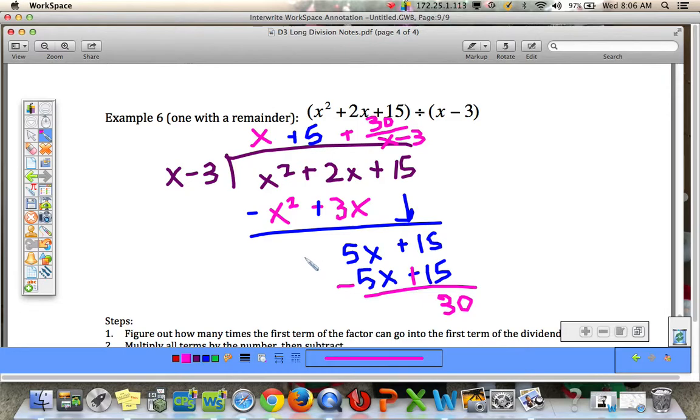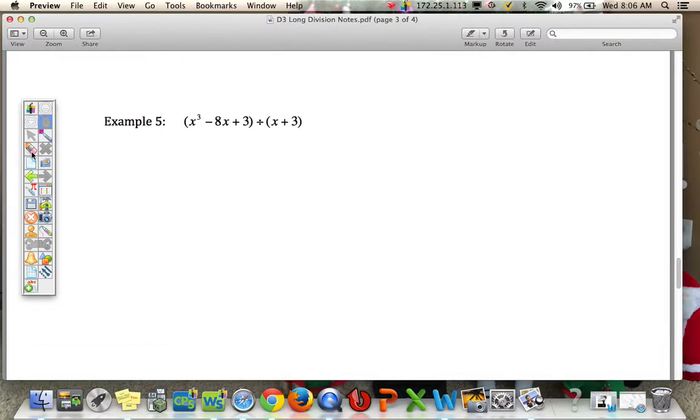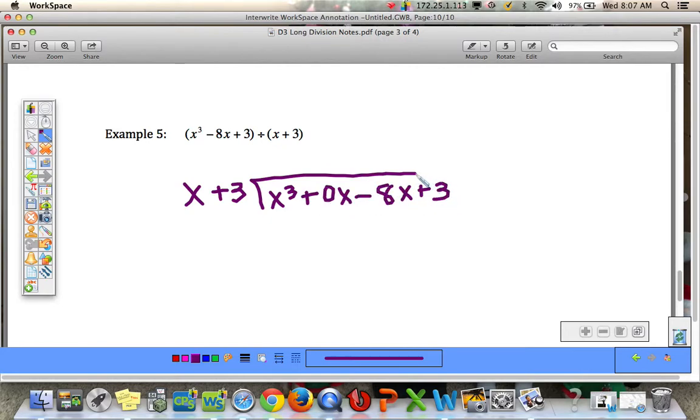So you're going to practice this long division. Again, remember, if there's not an extra term, then you have to fill it in. So this example that we skipped, again, it's an x cubed and it jumps right to an x. So to set this one up, you would have x plus 3, and then you would have x cubed plus 0x squared minus 8x plus 3. And if you want to check your answer, for example 5, here's what I end up with: x squared minus 3x plus 1 with no remainder.